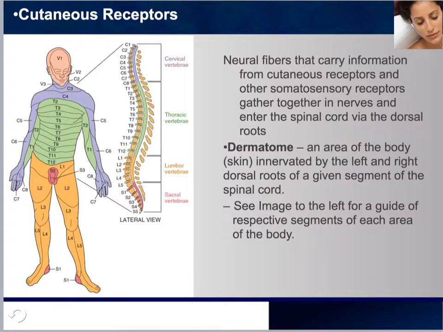A dermatome is basically an area of the body or the skin that's innervated by the left and right dorsal roots of a given segment of the spinal cord. And so again, please keep in mind that depending on what you're feeling and what side of the body you're feeling it on, it would then be synapsing, connecting to the respective area of the spinal cord. The left side of your body would go to the right side of the spine, and the right side of your body would go over to the left side of the spine.